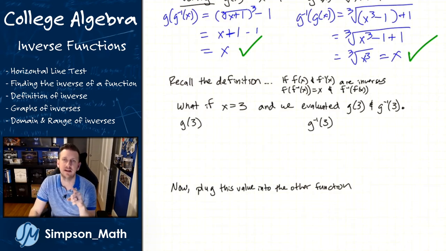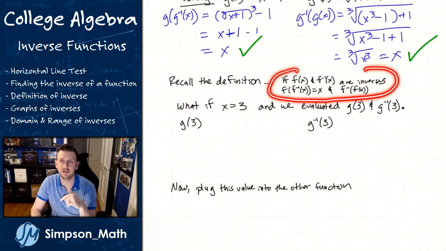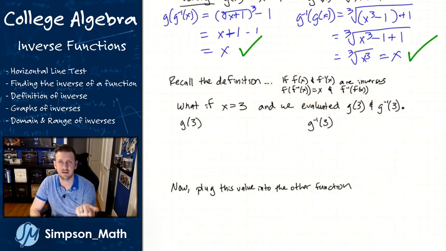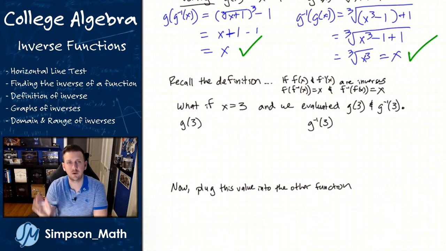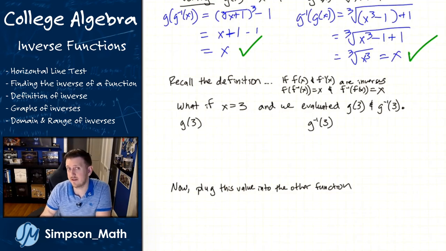So recall the definition: if f and f inverse are inverses, then f of f inverse of x is x, and f inverse of f of x, oops, I left that off, is equal to x. So that's the definition. Instead of f's, it could be g's or whatever, two separate functions. So just for grins, what if x was 3? So then we evaluate g of 3 and g inverse of 3.